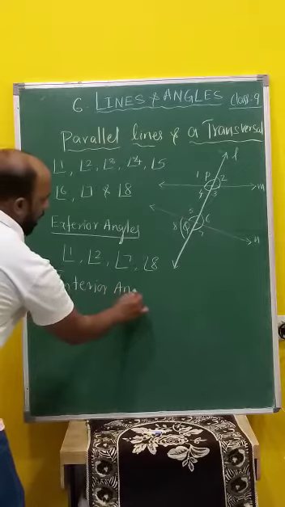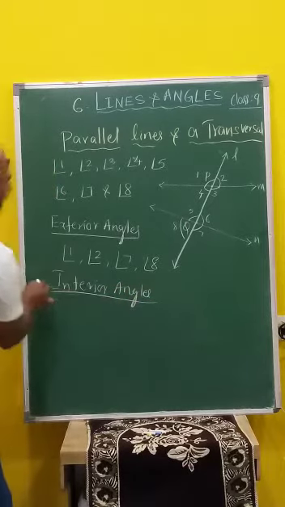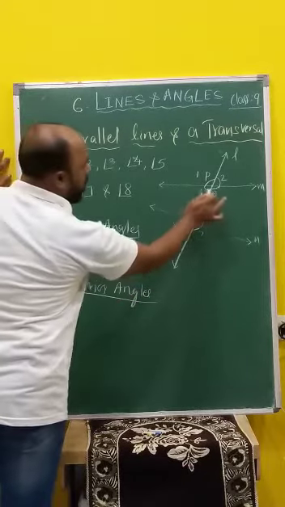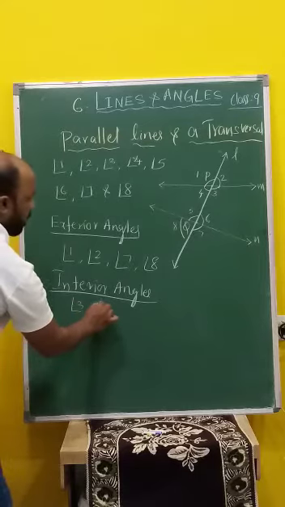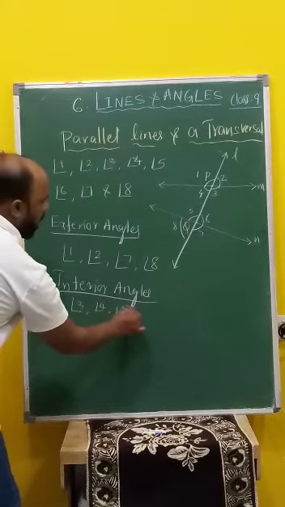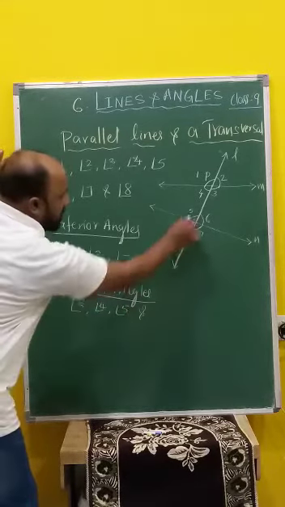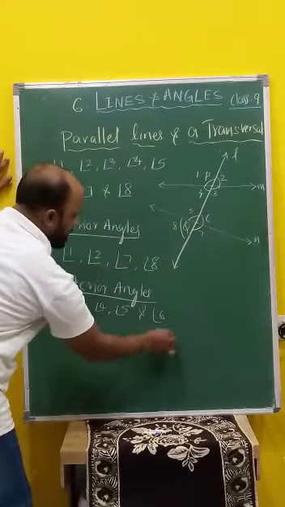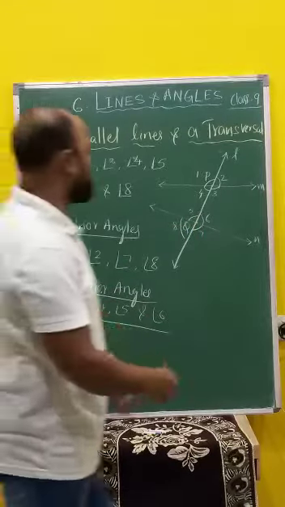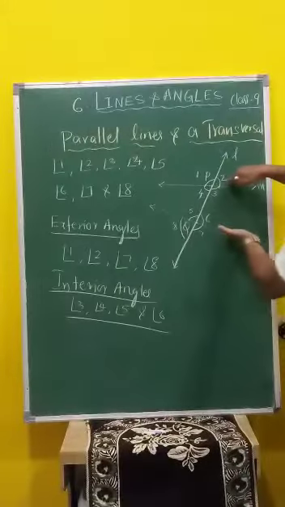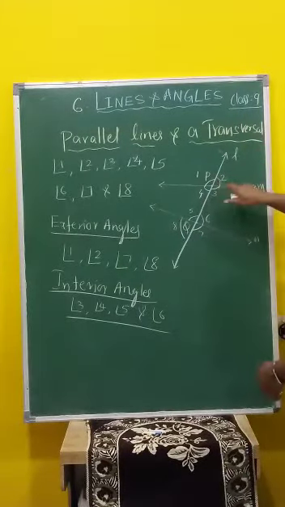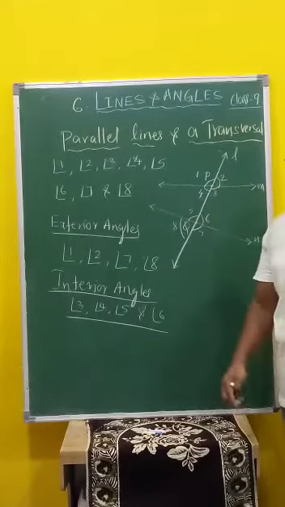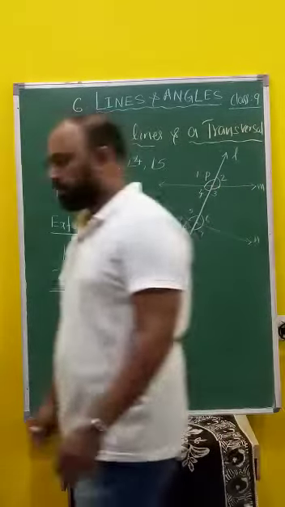Interior angles. What are they? Angle 3, angle 4, angle 5 and angle 6. These are the interior angles. Interior means inside of these two lines, and exterior means outside of the lines, where they are intersected at distinct points. Clear, children?